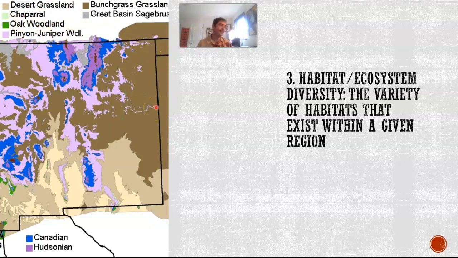And just note that you'll hear ecosystem diversity and habitat diversity, and these are the same thing. So when we talk about ecosystem diversity, it's the diversity of the different types of landscapes. So we can talk about diversity in different ways. We talked about diversity with different types of animals or organisms, and this is different types of ecosystems or habitats.